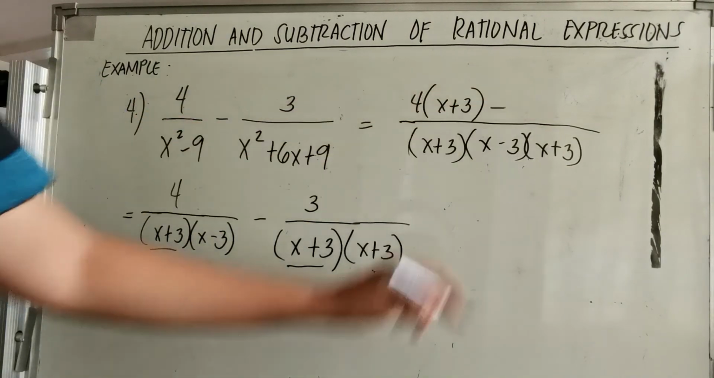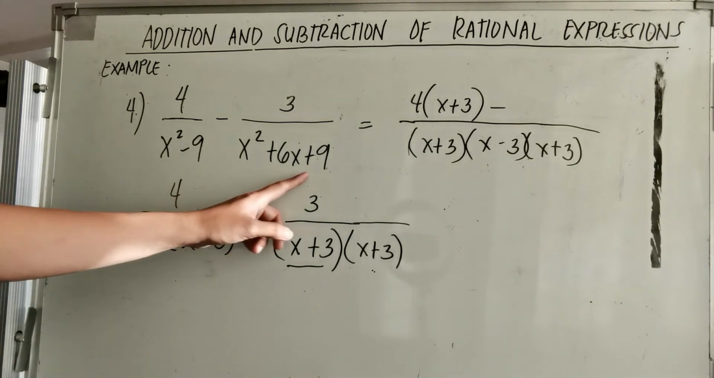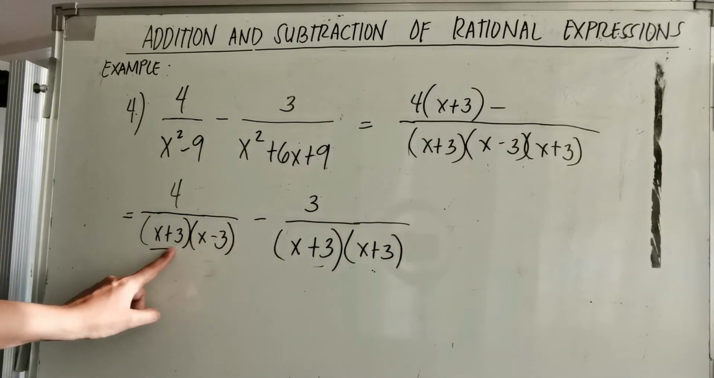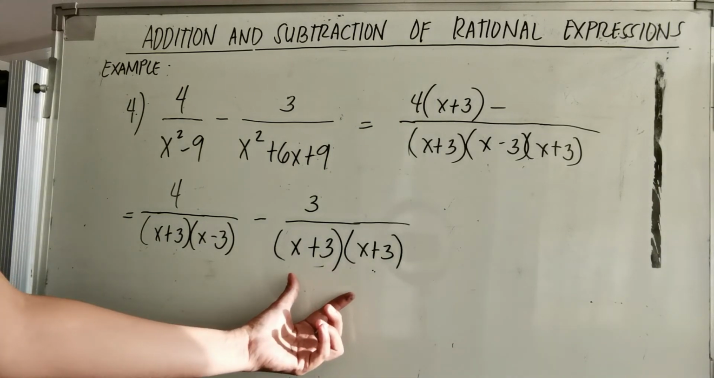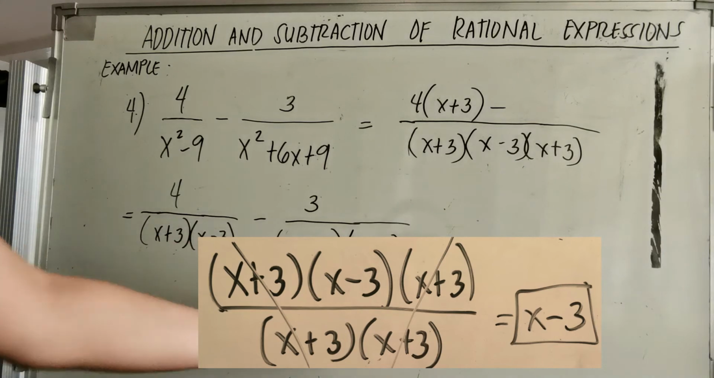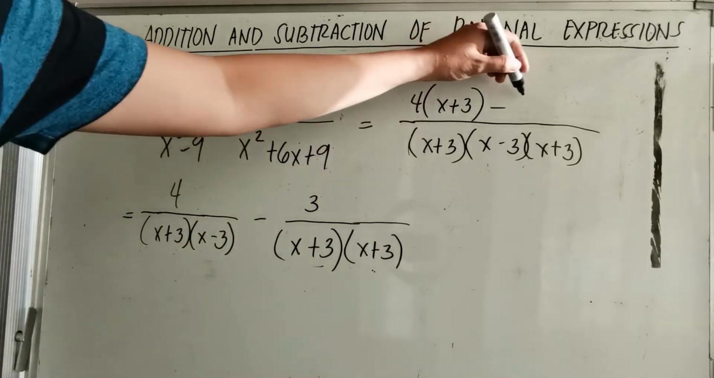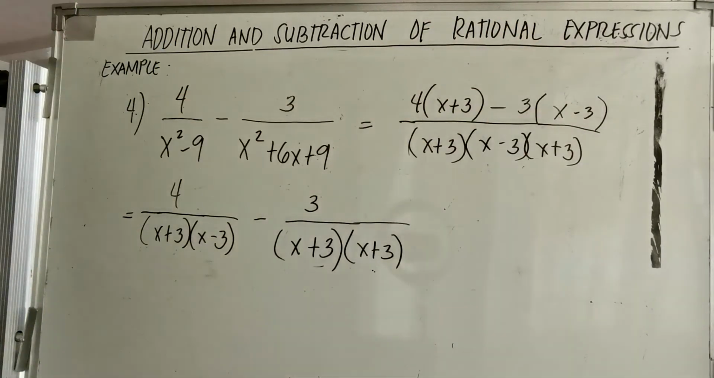Minus, then we have x squared plus 6x plus 9. Ang factored form niya ay ito. So, x plus 3 times x plus 3, divide natin siya. Or x plus 3, x minus 3, and x plus 3, divide natin siya dito. Makakancel ang dalawang x plus 3. Ang matitira na lang ay x minus 3. So, multiply siya sa 3. Magiging 3 quantity x minus 3.